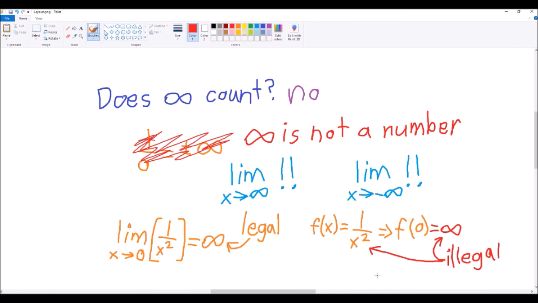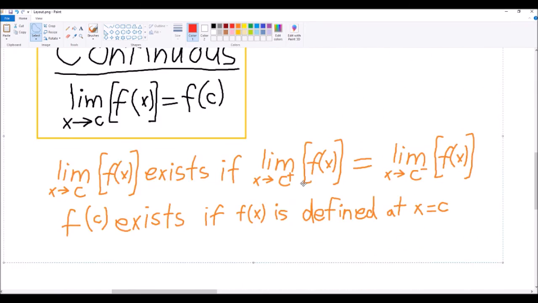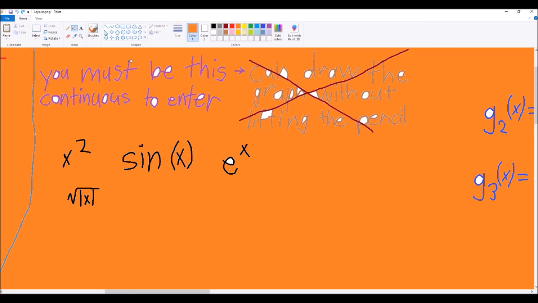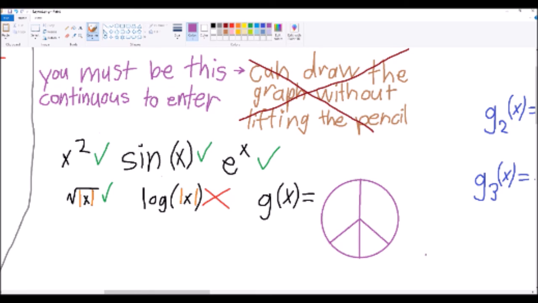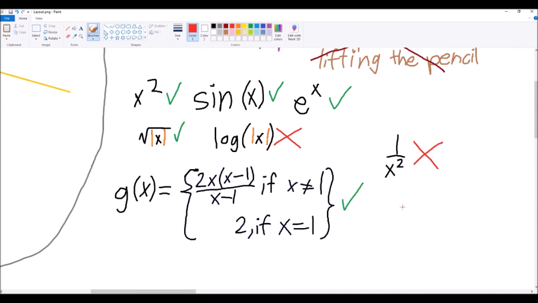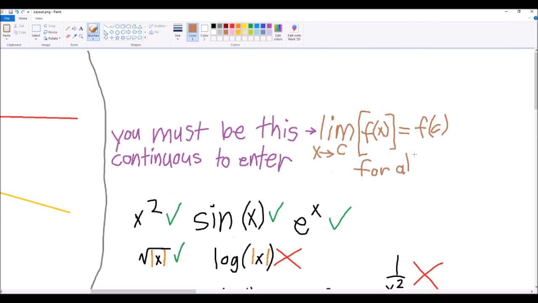So, let's revisit the function party. The organizers of the function party want square root of x to join, but only if it brings absolute values. They do not want log of x to join, even if it did bring absolute values. They want piece-defined functions like g of x to join, but they don't want 1 over x squared to join. It sounds like the barrier to entry could be redefined to be continuous on the interval negative infinity to infinity.